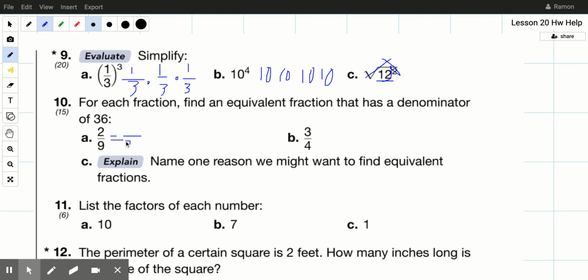So you want to make sure that you find a factor that gets you from 9 to 36, multiply the numerator by the same factor. Similar story with 3/4. Find a factor that gets you from 4 to 36, multiply the numerator by that factor.